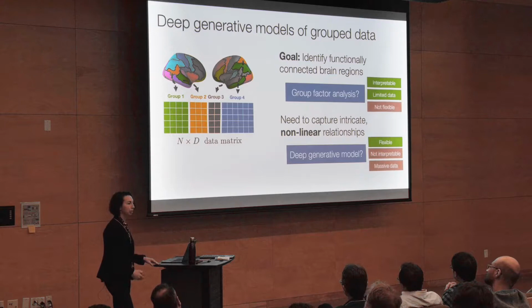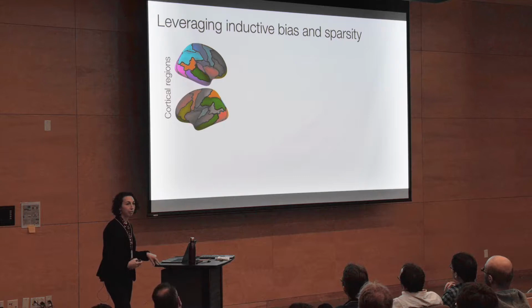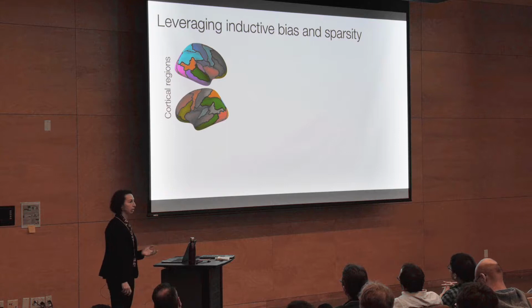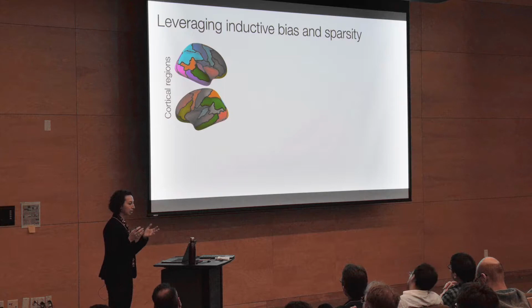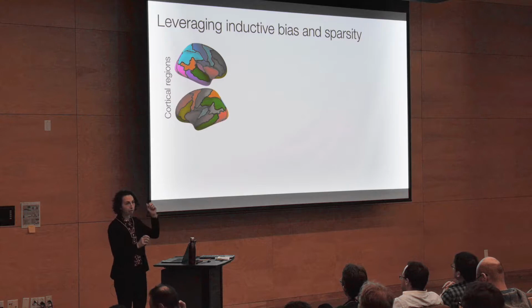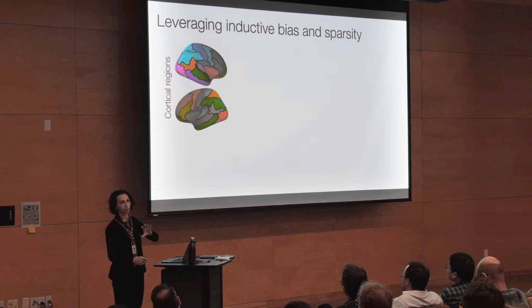Okay, so what can we do? Can we leverage some of the flexibility of deep generative models while maintaining the parsimony of these more traditional group factor analysis methods? Well, what we're going to think about doing here is leveraging what's called inductive bias to help with the sample complexity issue, where the idea is just to incorporate known structure of the data into the model. And the notion of structure that we're going to think about here is the fact that our high-dimensional observations can be decomposed into these groups of highly correlated variables.